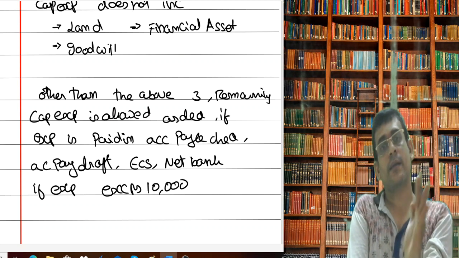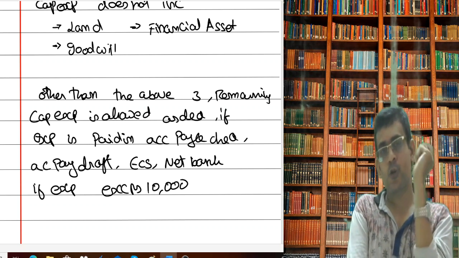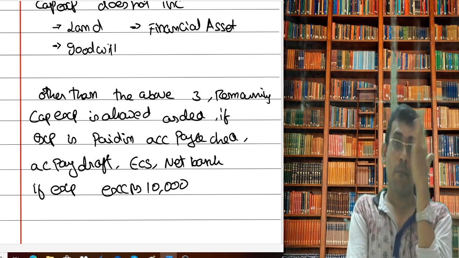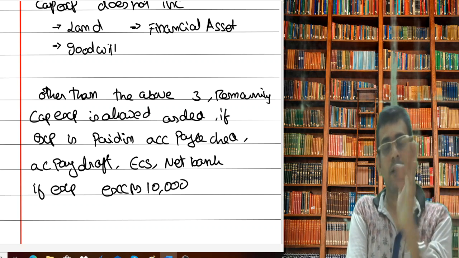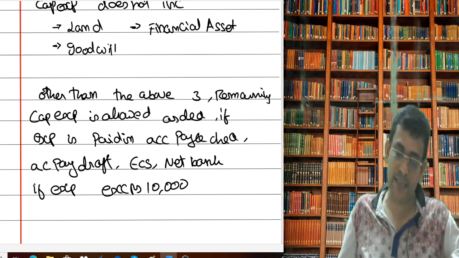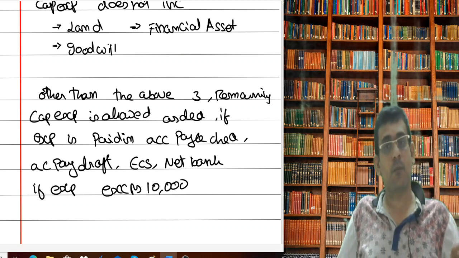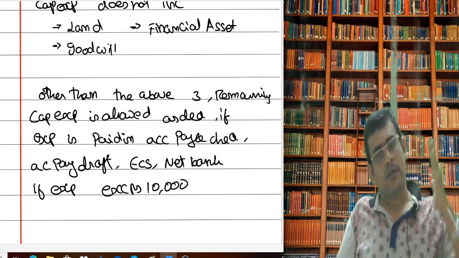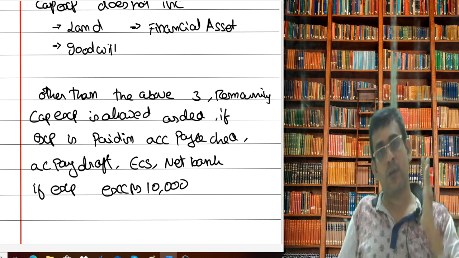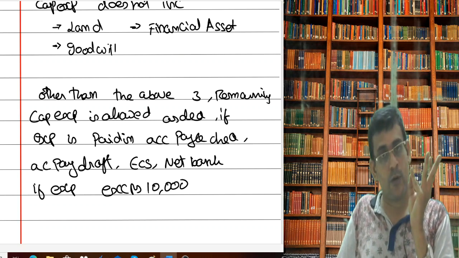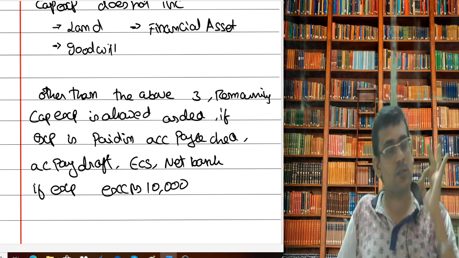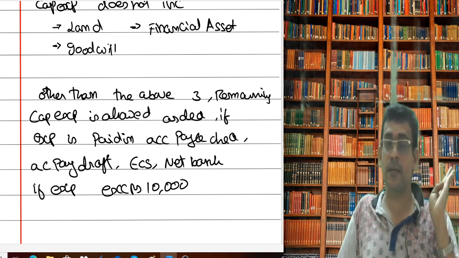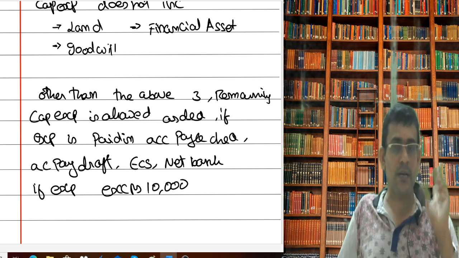Once you want to take the depreciation, you should purchase the asset by account payee cheque or account payee draft or electronic clearing scheme or whatever it is. If the amount is more than 10,000, only if it is through account payee cheque, account payee draft, or ECS or any other prescribed mode, you can take depreciation. Otherwise, that is not to be considered as your actual.